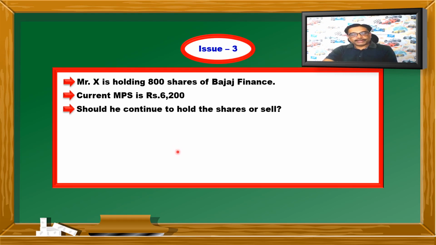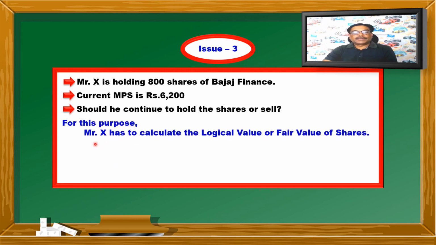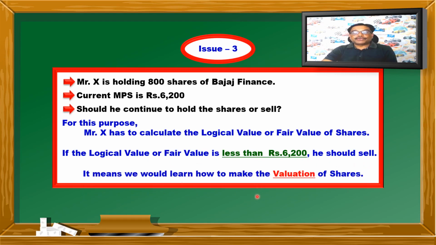We should hold it. On the other hand, if the fair value of the share is less than 6200, but it is trading in the market at 6200, we should sell the share. You see, for this purpose, Mr. X has to calculate the logical value or fair value of shares. If the logical value or fair value is less than rupees 6,200, he should sell. It means we have to learn how to make the valuation of share.